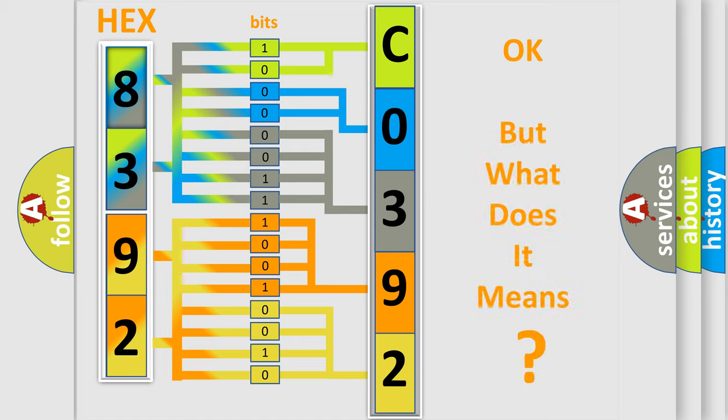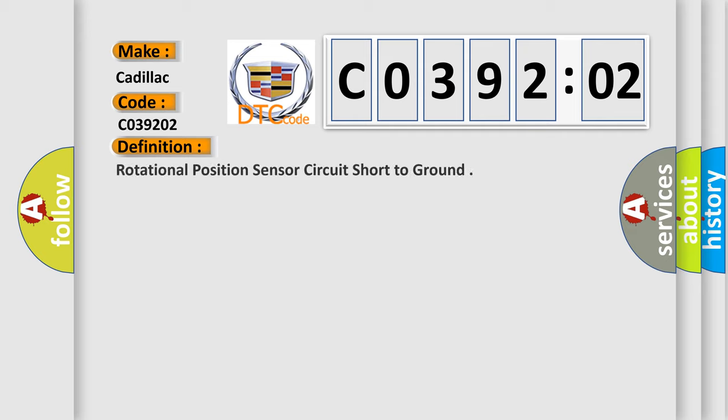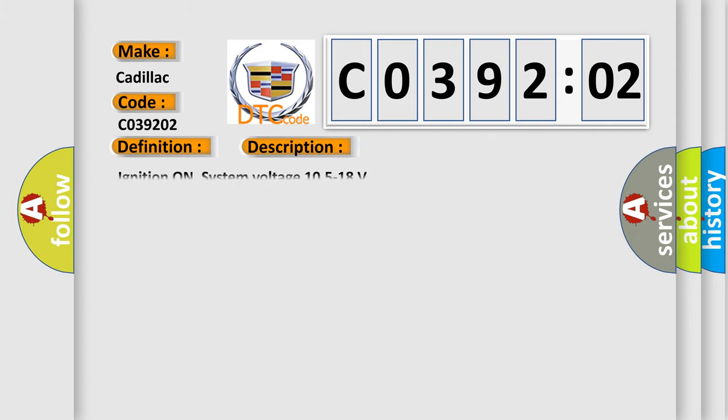The number itself does not make sense to us if we cannot assign information to what it actually expresses. So, what does the Diagnostic Trouble Code C0392-02 specifically mean for Cadillac? The basic definition is rotational position sensor circuit short to ground. And now this is a short description of this DTC code.